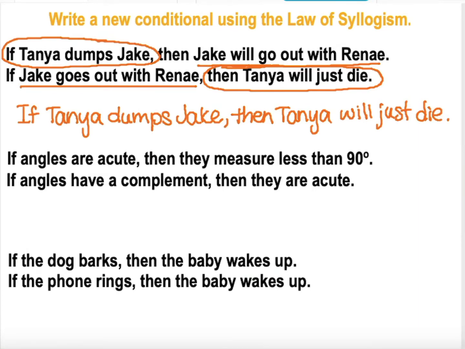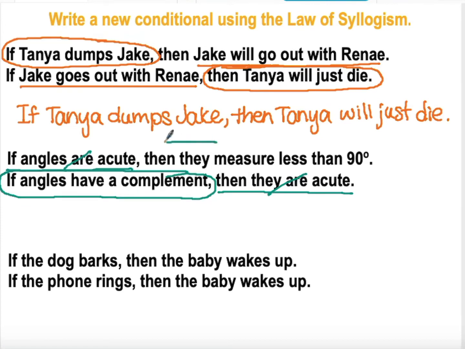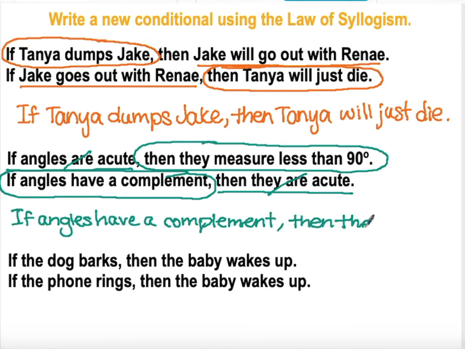Let's try another one. If angles are acute, then they measure less than 90 degrees. If angles have a complement, then they are acute. It might have made more sense to link those two statements together in the beginning. We've got the then they are acute linking to the if angles are acute. So we're going to cut out that middle part. These are kind of written backwards though, right? The if part is right here, and the then part is right here. If angles have a complement, then they measure less than 90 degrees.